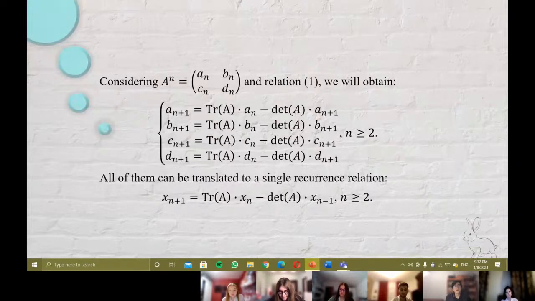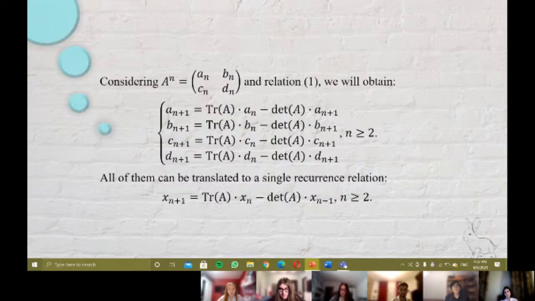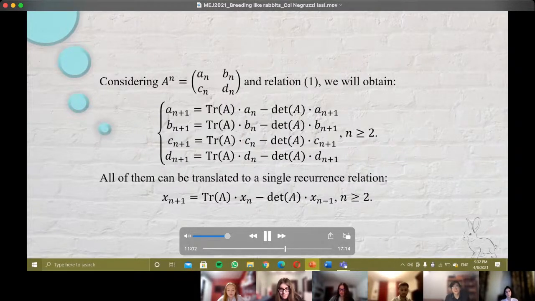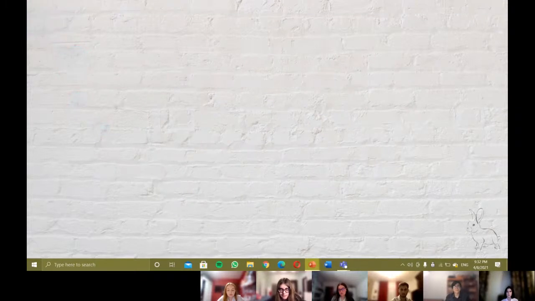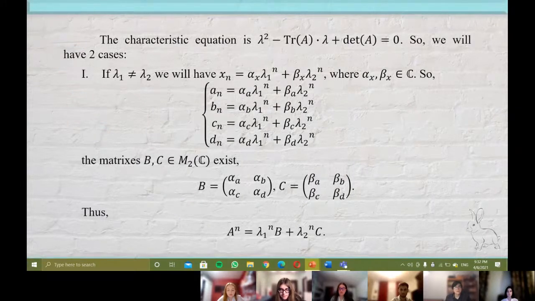Considering A to the power n equals an, bn, cn, and dn, in relation 1, we'll obtain the following system of equations for all n greater or equal than 2. All of them can be translated to a single recurrence relation: xn plus 1 equals the trace of A multiplied by xn minus the determinant of A multiplied by xn minus 1 for all n greater or equal than 2. The characteristic equation is lambda squared minus the trace of A multiplied by lambda plus the determinant of A, which is equal to 0. So we'll have two cases.